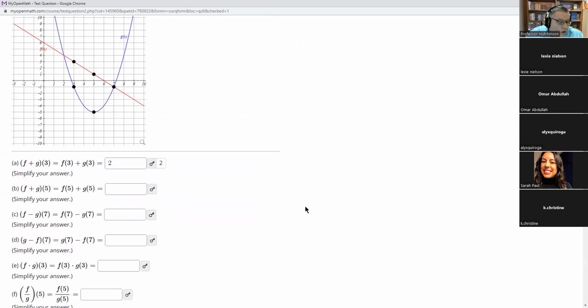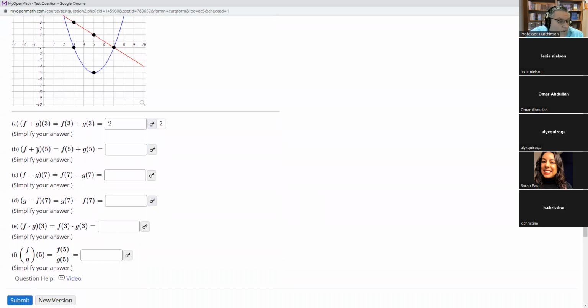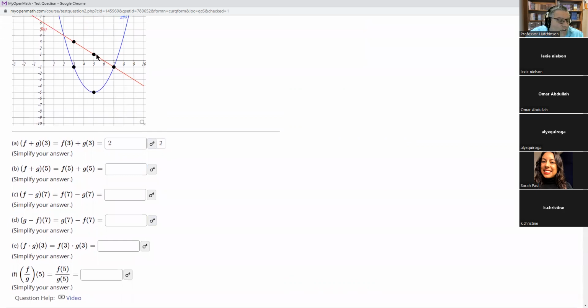All the other ones are kind of self-explanatory. You've got plus, which means you'll get f of 5, which is 1, and then g of 5, which is -5. So basically, you add 1 plus -5, and you get -4 as the answer. And we have a minus here. All these really are doing the same thing. Again, the dot is right there. Now in this case, f of 7 and g of 7 are actually both the same thing. They're both -1. So on this, you'll have -1 minus -1. You're going to get 0 for that one.